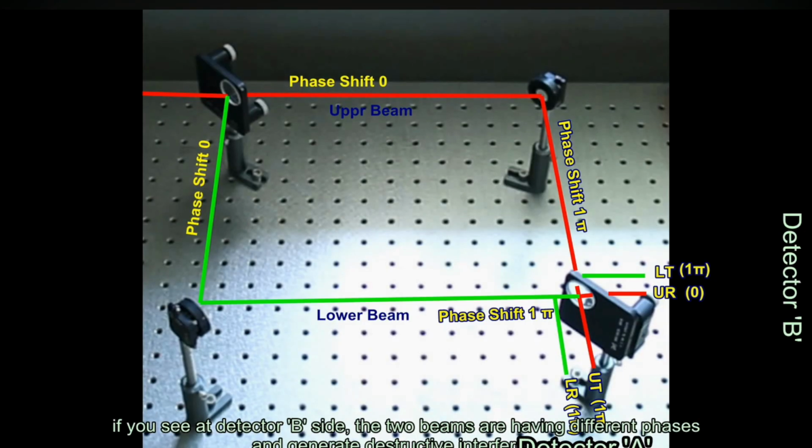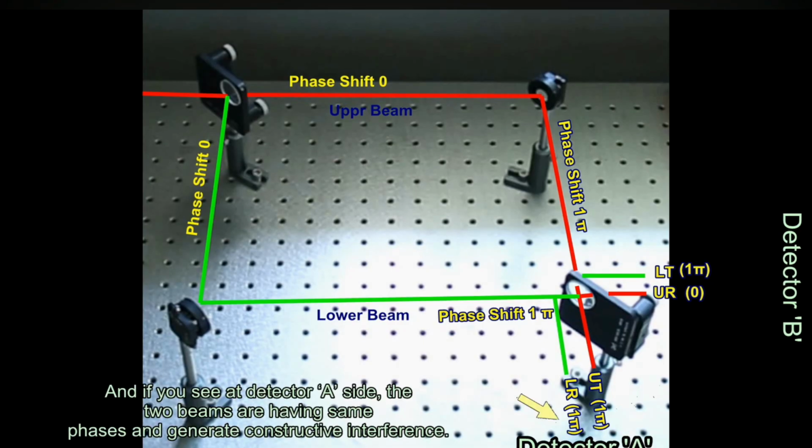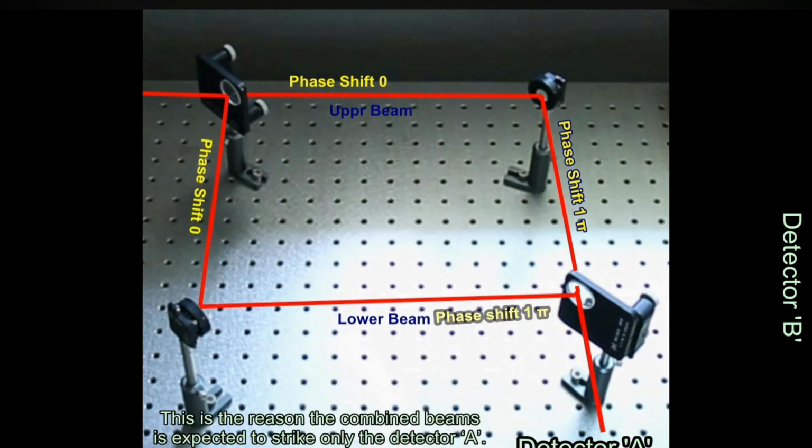If you see at the detector B side, the two beams are having different phases and generate destructive interference. And if you see at the detector A side, the two beams are having same phases and generate constructive interference. This is the reason the combined beam is expected to strike only the detector A.